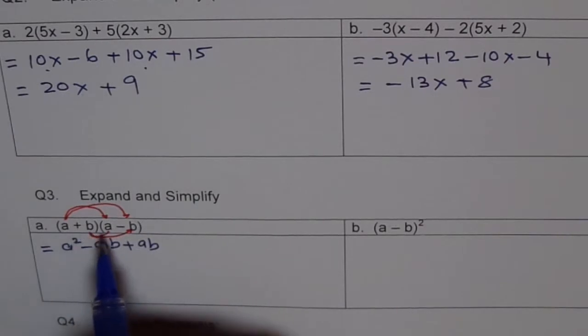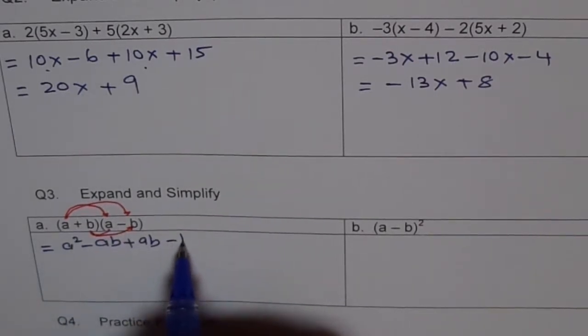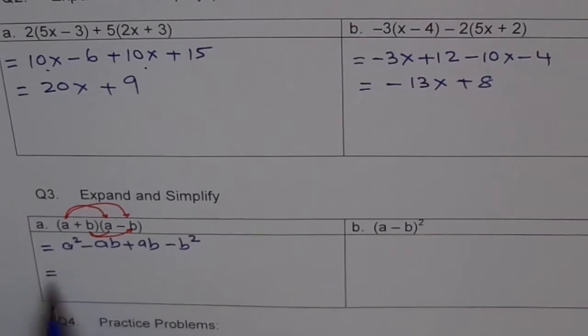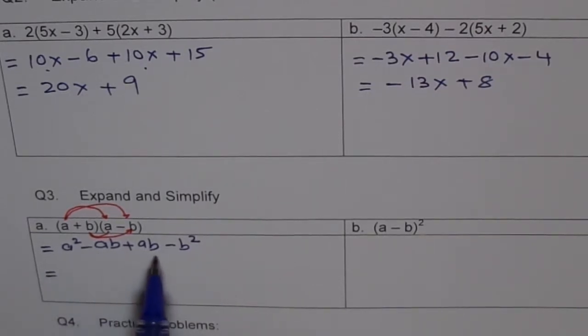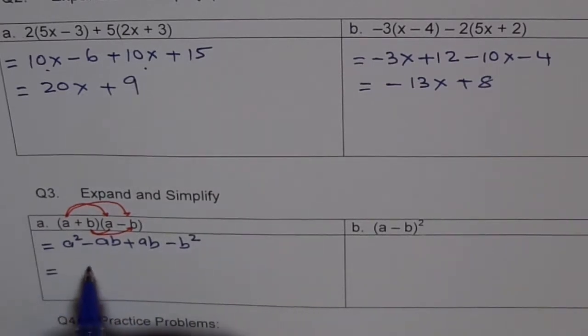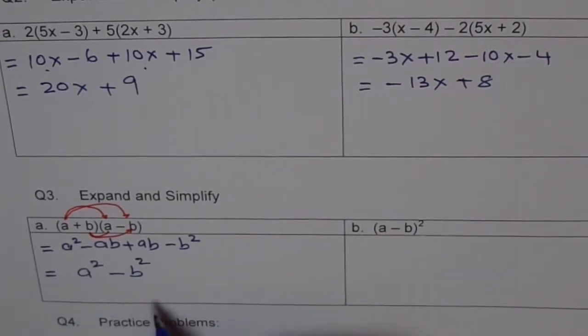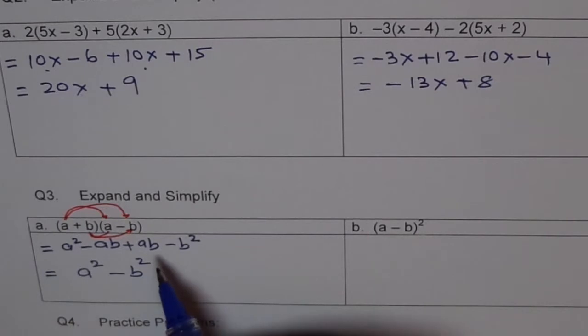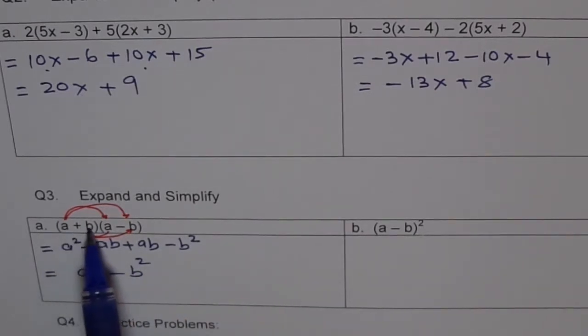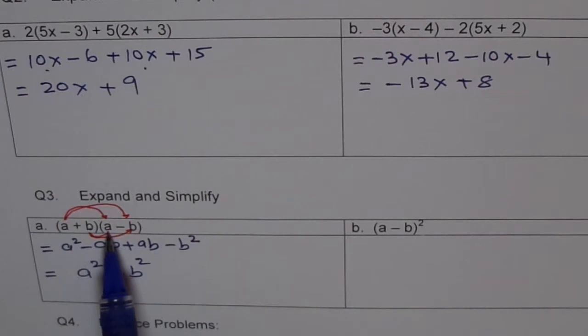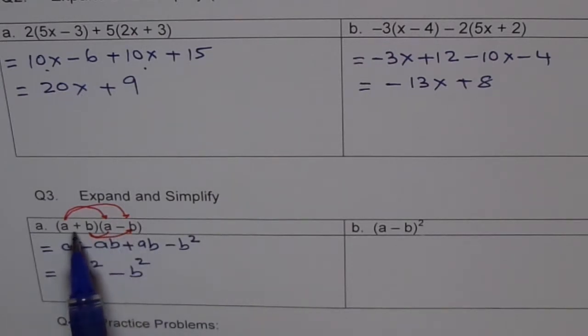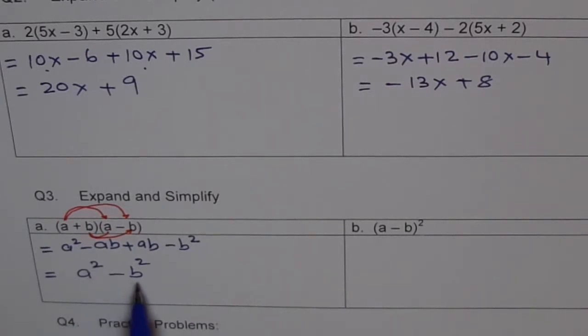Now, minus b times plus b will give us minus b square. Okay. Now, do you see like terms? Minus ab and plus ab. When you add them, they become 0 and we get a square minus b square. This is a very important formula which we will soon use in factoring. So we had the sum of two numbers a and b and the difference of two numbers, a minus b. When you multiply the sum with the difference, you get the difference of squares: a square minus b square. Remember this. This is very useful.